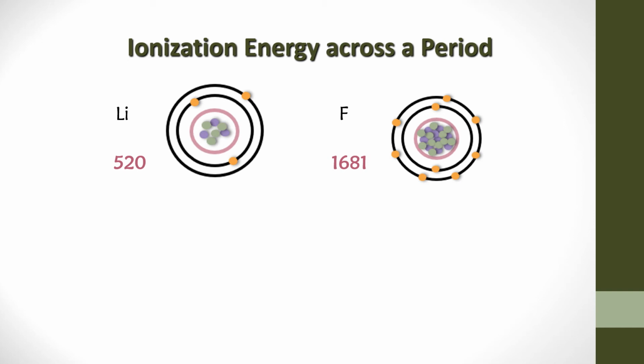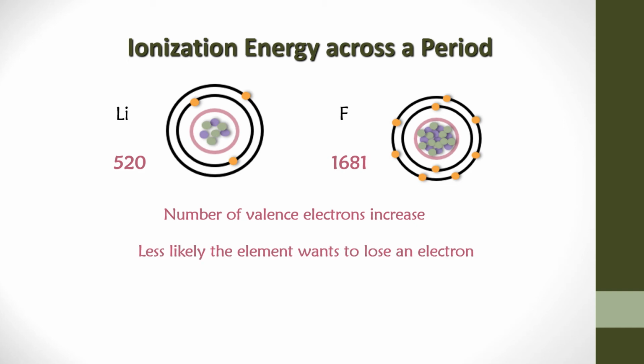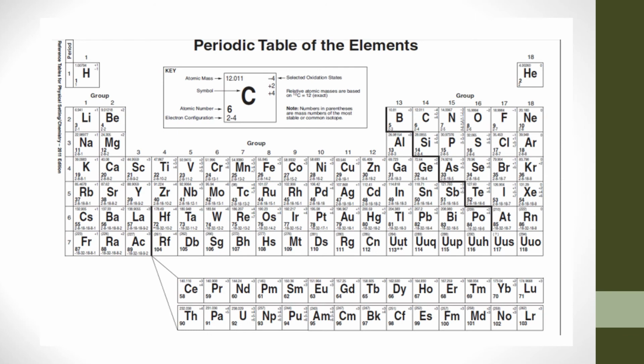The simple reason for that is that as we go across the period, the number of valence electrons is increasing. So those elements would want to gain electrons rather than lose them so that they can have a complete octet. This is what that trend would look like on the periodic table. As we go across the period, the ionization energy is increasing, so those elements need more and more energy to lose their electrons.